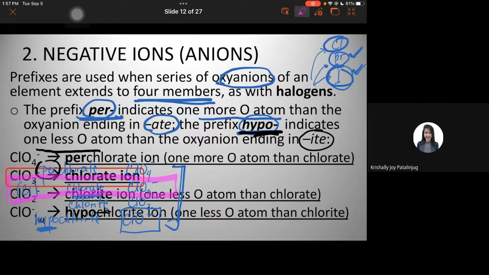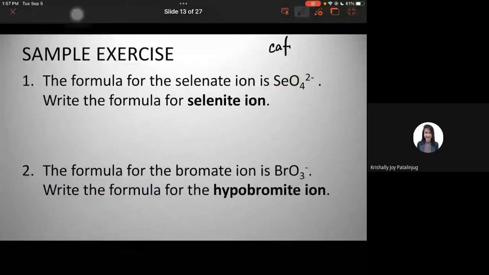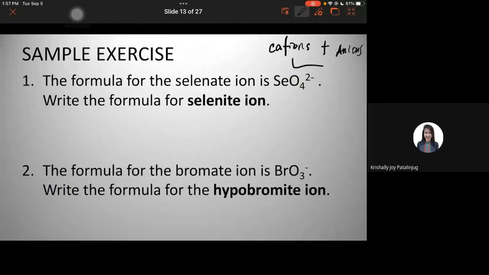Okay, so we can now proceed to combination of cations plus anions forming ionic compounds. Before we proceed to the next slide, you try to answer this. Make use of the chat box. How do you extract the formula selenite from this given ion selenate? So you go ahead. What's the selenite ion form?